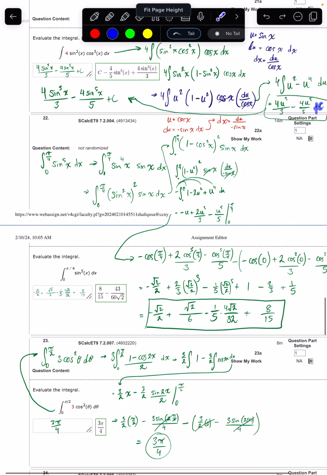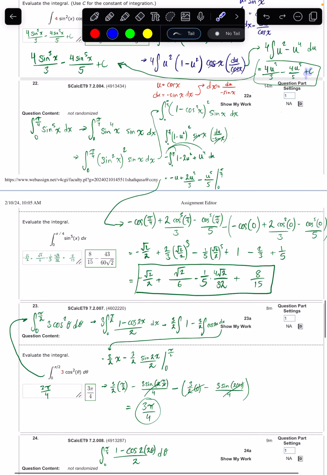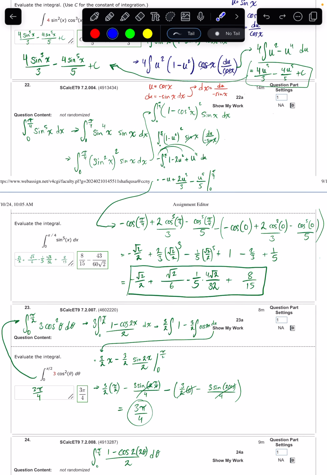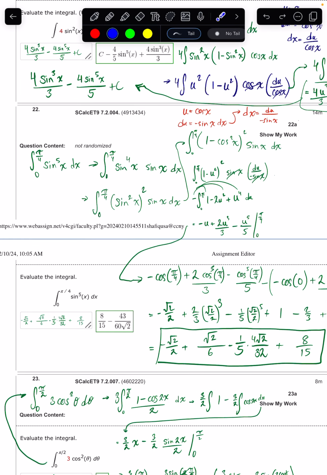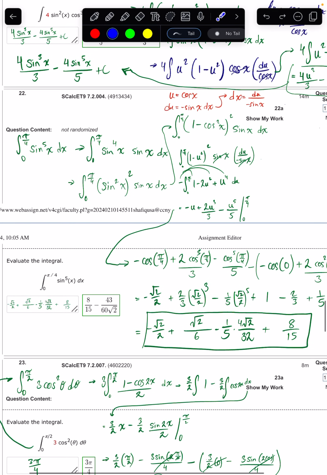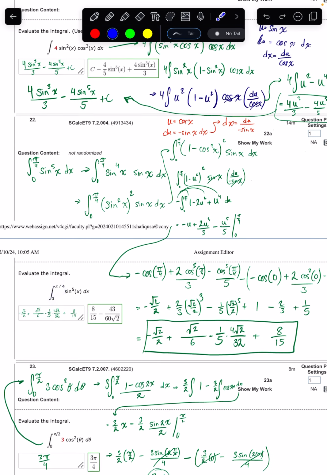Very good. Yeah, this one was crazy. The integration process was easy, but this whole substitution thing got me annoyed.